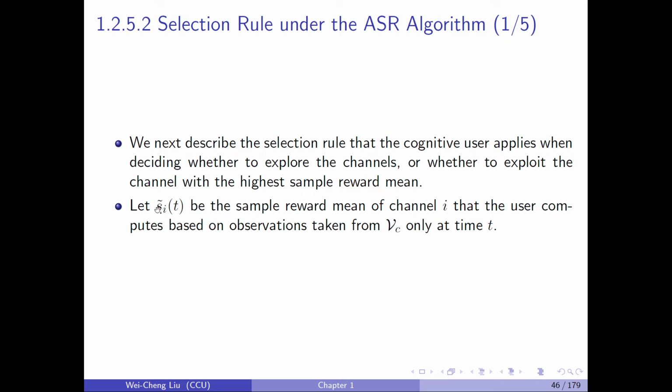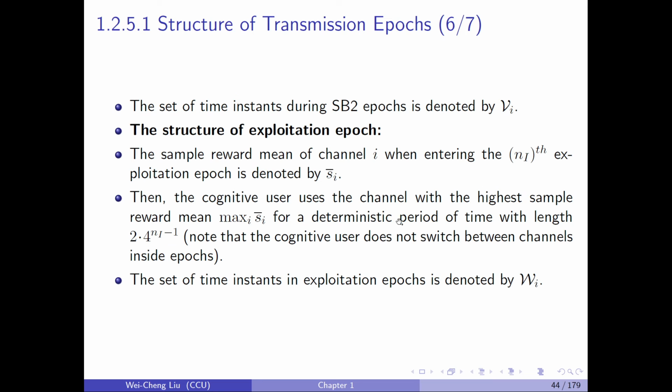Let S tilde I of t be the sample reward mean of channel I that the user computes based on observations taken from Vc only at time t. What is Vc? We have defined Vi as the set of time instants during SB2 epochs.